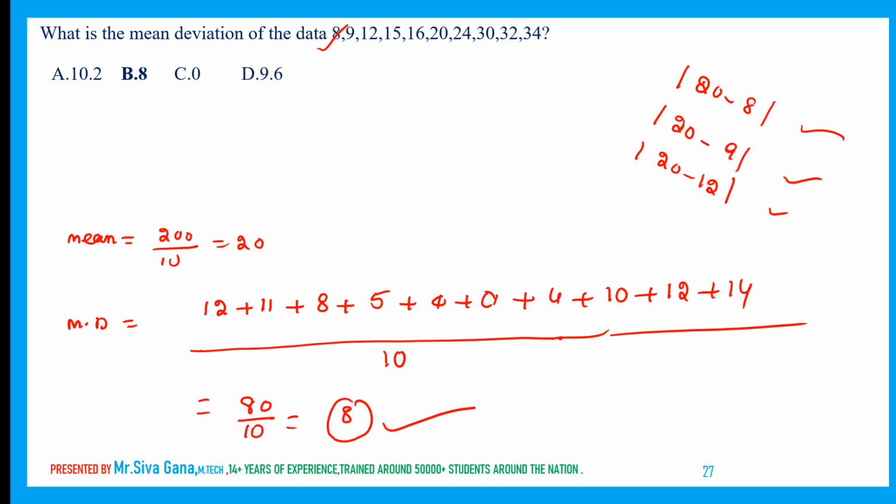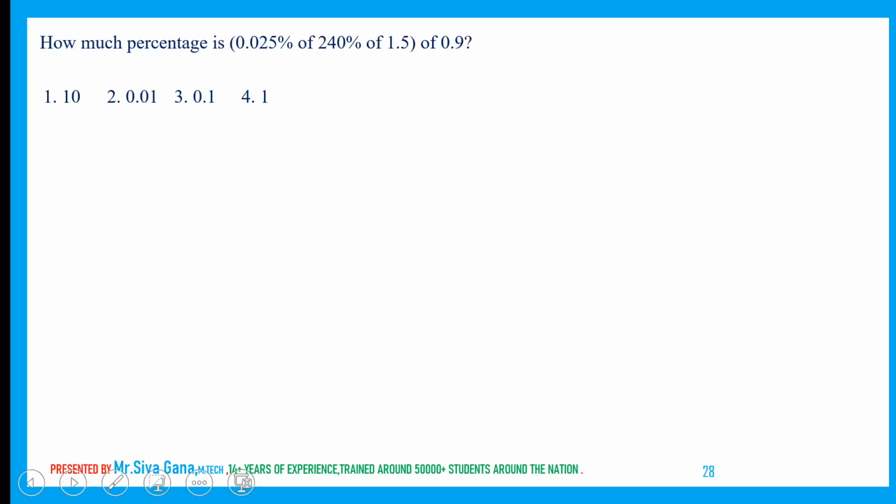Mathematical statistics topic, my dear viewers, recently introduced in placements also. This topic also I explained in 3 videos. All the required data, that is mean deviation, median, variance, standard deviation, all those I explained. How much percentage of this, right? Do the calculation properly, otherwise you may make a mistake.